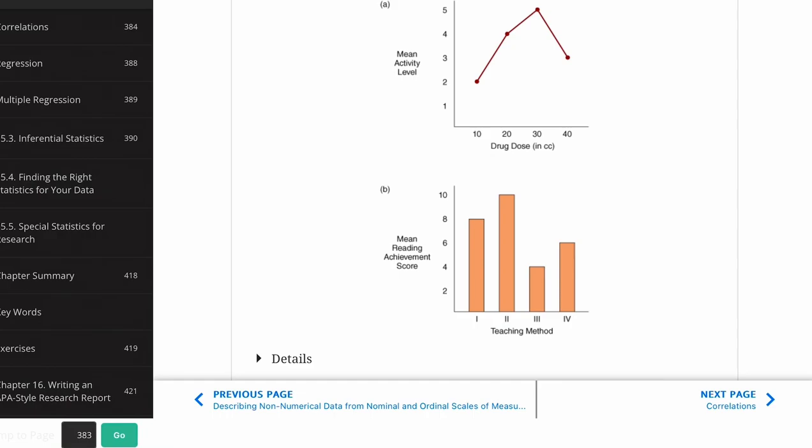And so you can see how you can compare those pretty easily and see in the top graph, 30 cc's seem to have the most activity level. And you can also see that 40 cc's and 20 cc's are kind of close. In graph B, you can see that the second teaching method seemed to be the most effective. The third teaching method was obviously the least effective. So it's a really easy, quick visual way to see how your groups compare. This is for sample means.